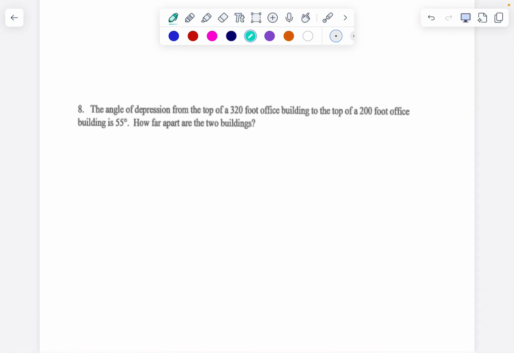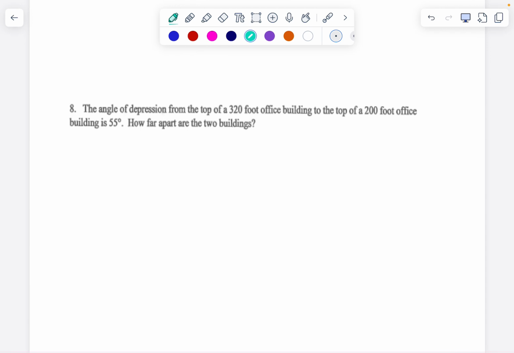Here's another one. Or do you want to start trying your own? You're still working on it? Getting the hang of it? Draw a good picture.